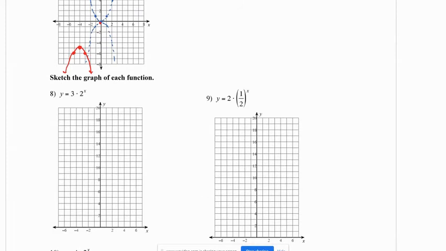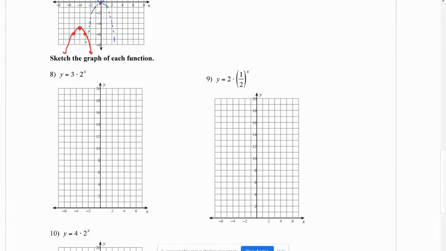Number 8 is an exponential graph with a vertical stretch of 3. And so to graph, first let's graph our parent graph y equals 2 to the x. And so if we plug in some values, just to refresh your memory on this, I'm pretty sure you graphed this in Algebra 1, but probably need a refresher. So let's do -2, -1, 0, 1, 2, 3. And so let's start with 0.